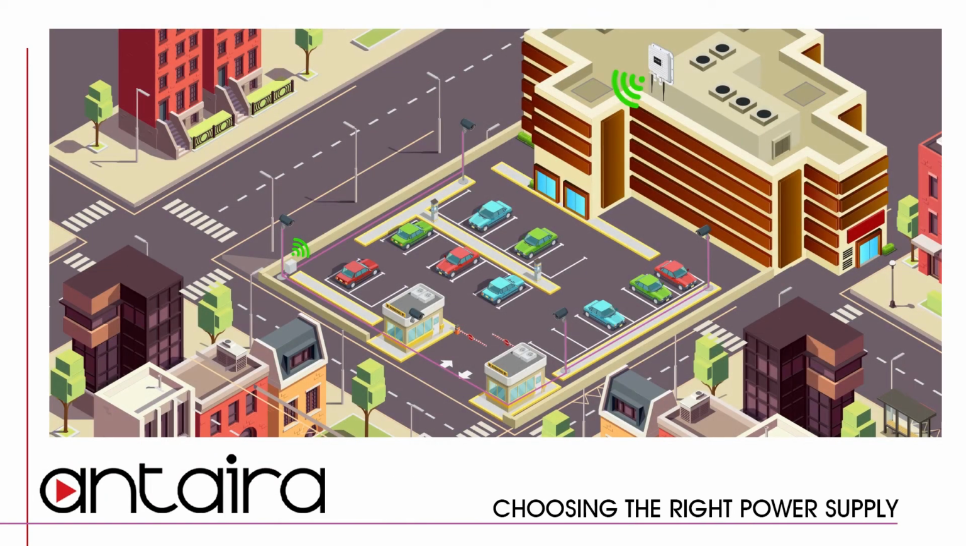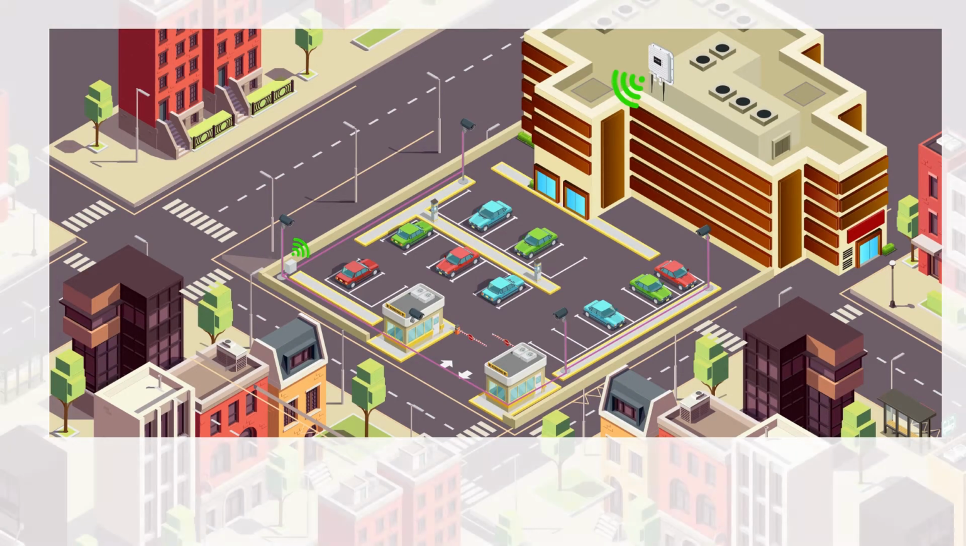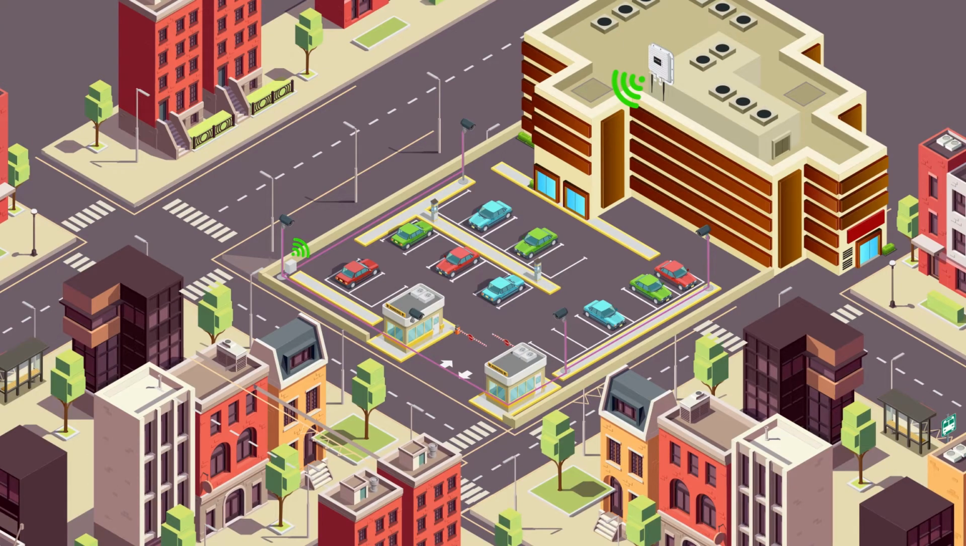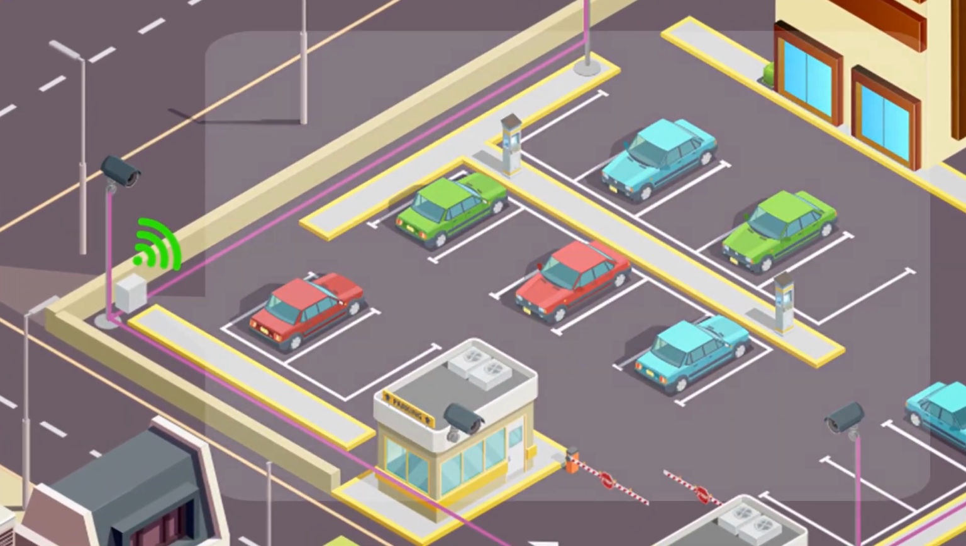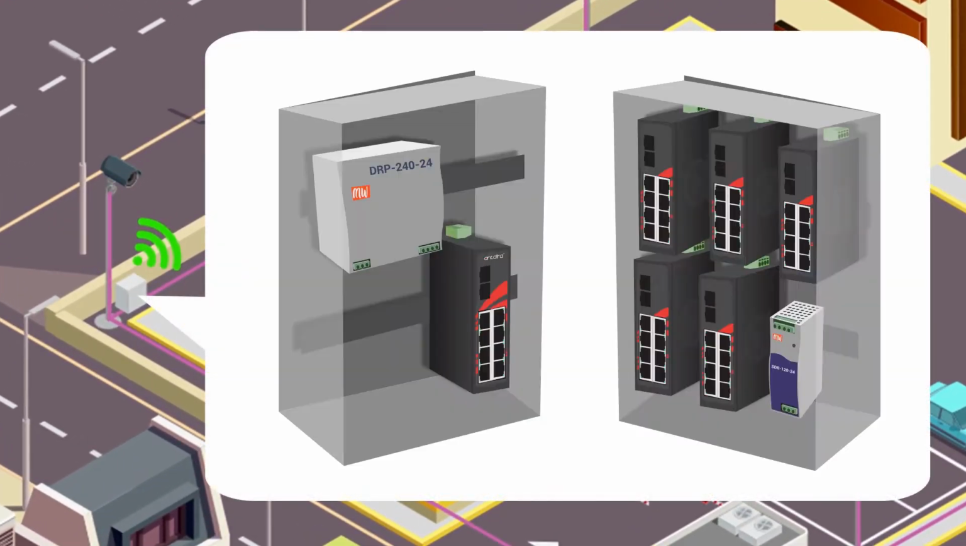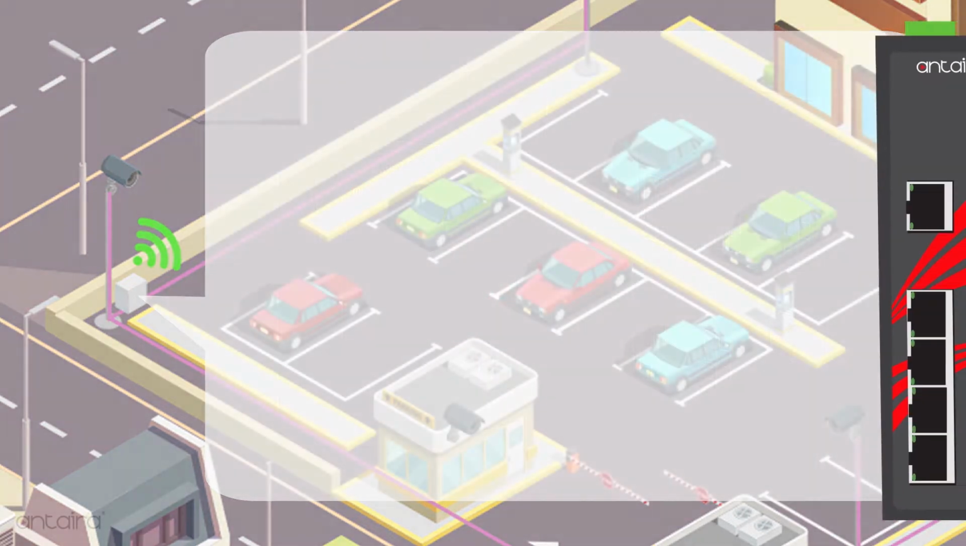When engineering a Power over Ethernet solution, choosing the correct power supply is a critical requirement. Choosing the wrong power supply can either cause your solution to not work if the power supply is not large enough, or cost you extra money in panel space if the power supply is too large.